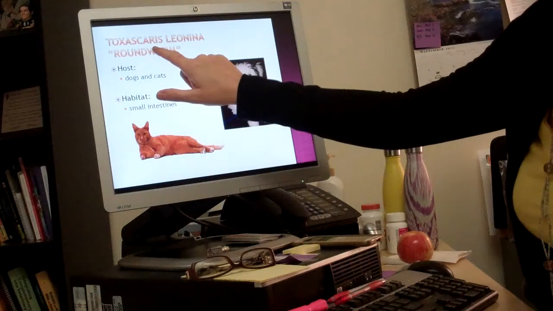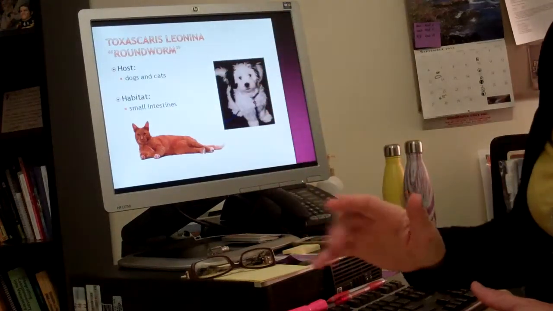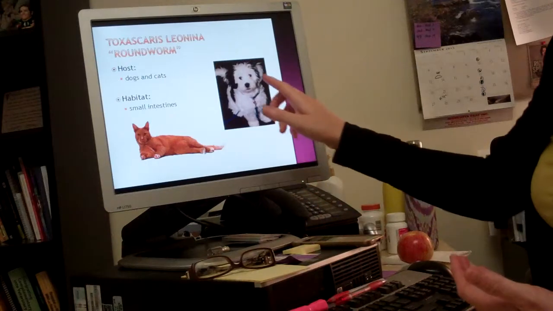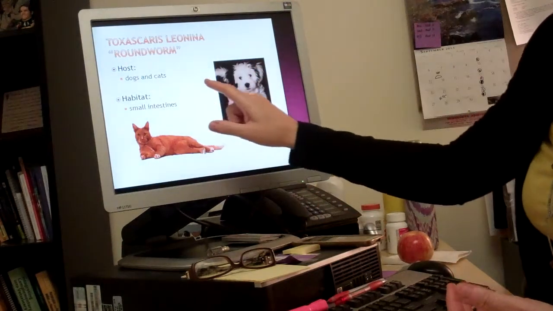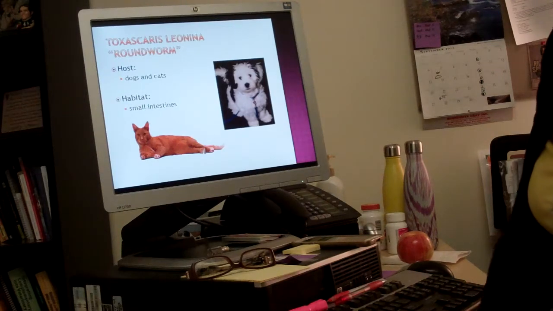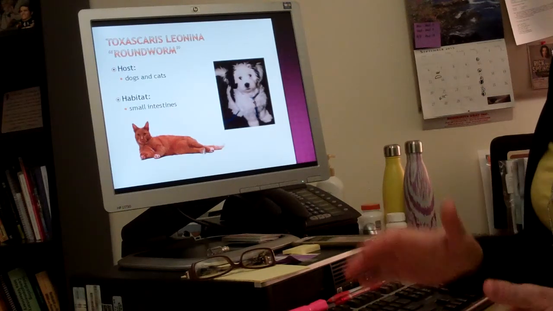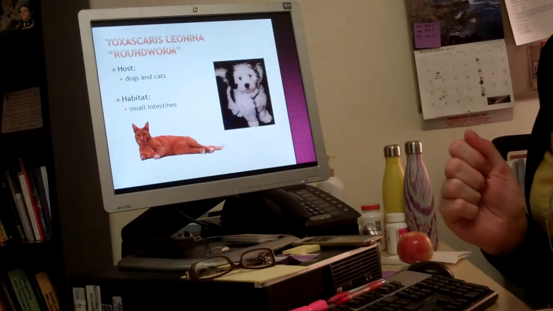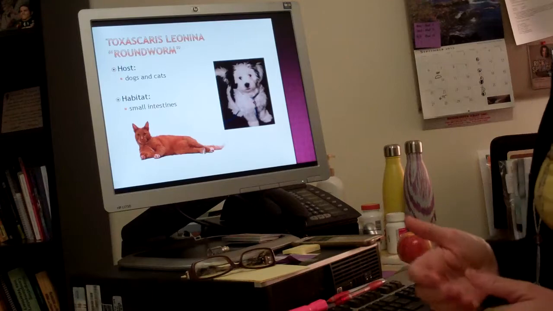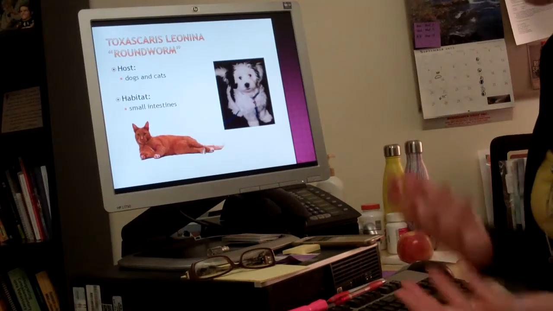Toxascaris is another genus of roundworms. We've just talked about Toxocara. This is Toxascaris leonina, the common roundworm. This particular roundworm can affect both cats and dogs. I have 2 dogs and 2 cats, so if my dog had roundworms and my cat stepped in the feces and groomed himself, if we did have this species of roundworm, it can also be communicated to my cat and vice versa.